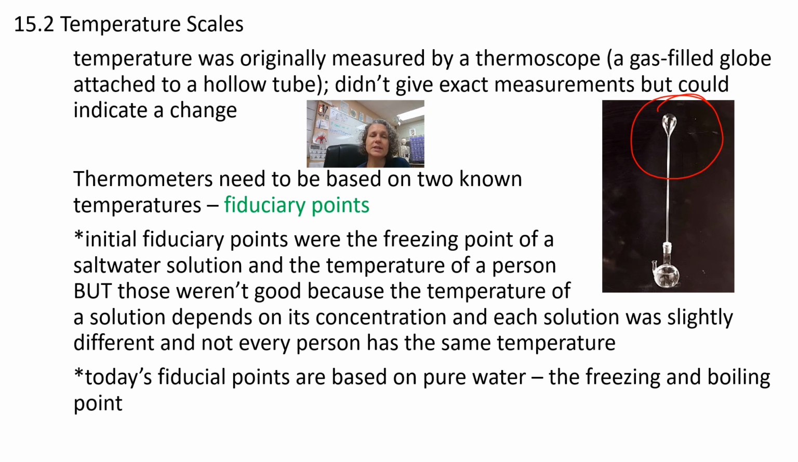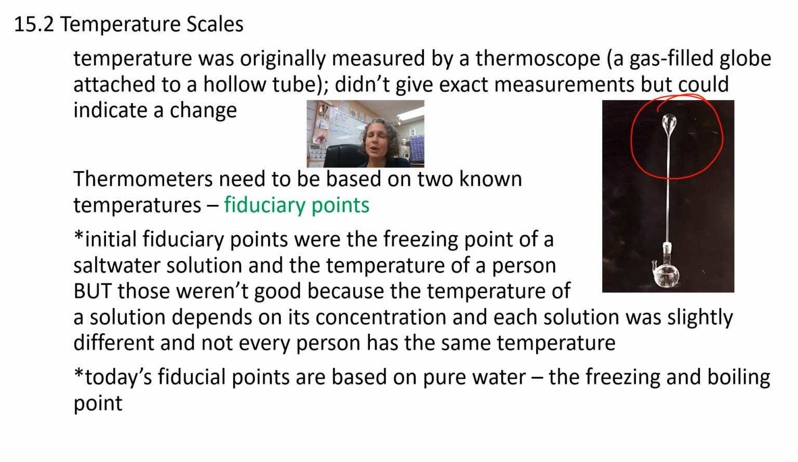Now, thermometers can take measurements, and they are able to do that because they are based on two known temperatures. So it's a way to calibrate or to kind of mark the thermometer. And those points are called fiduciary points. So just a little bit on that. Initially, fiduciary points were the freezing point of a saltwater solution and the temperature of a person. And that was kind of what people went with.